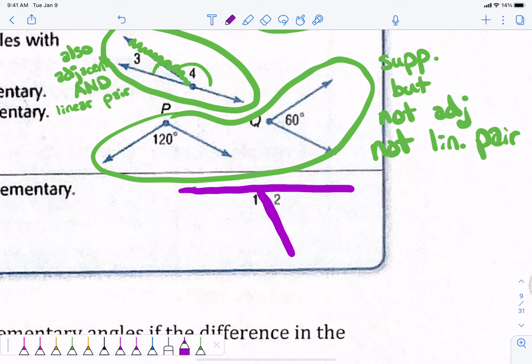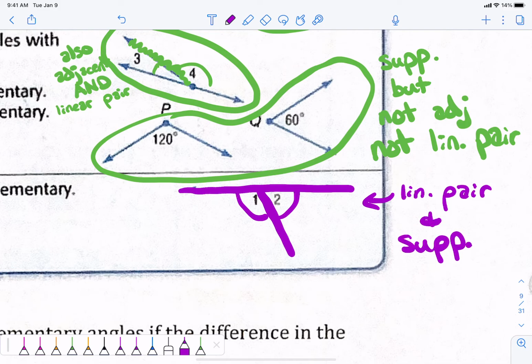This last one down here says angle 1 and angle 2. Angle 1 is this guy. Angle 2 is this guy. They are a linear pair. What else are they? Supplementary. Supplementary is adding up to be 180, right? And they're adjacent. They're supplementary and adjacent.